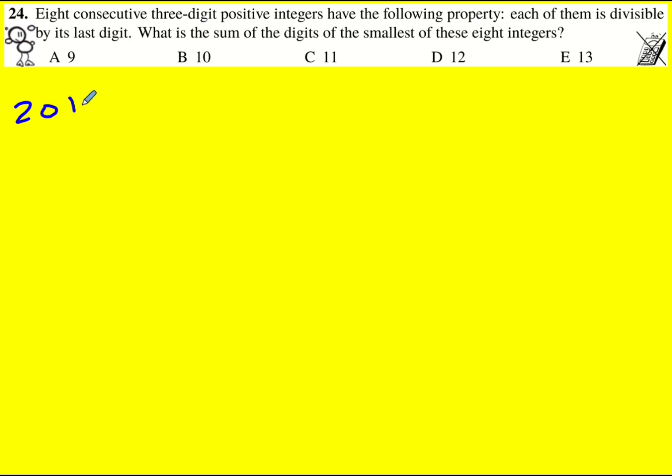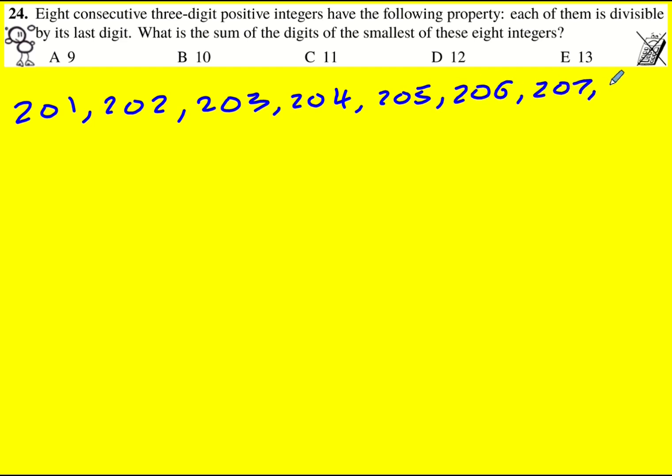Let me write some numbers down to illustrate what this question is asking. So starting with 201, I'm going to go up to 208. Okay, so 201 is divisible by 1, and actually any number that ends in 1 is going to be divisible by 1, so that's okay. 202 is divisible by 2, and actually any number that ends in 2 will be divisible by 2.